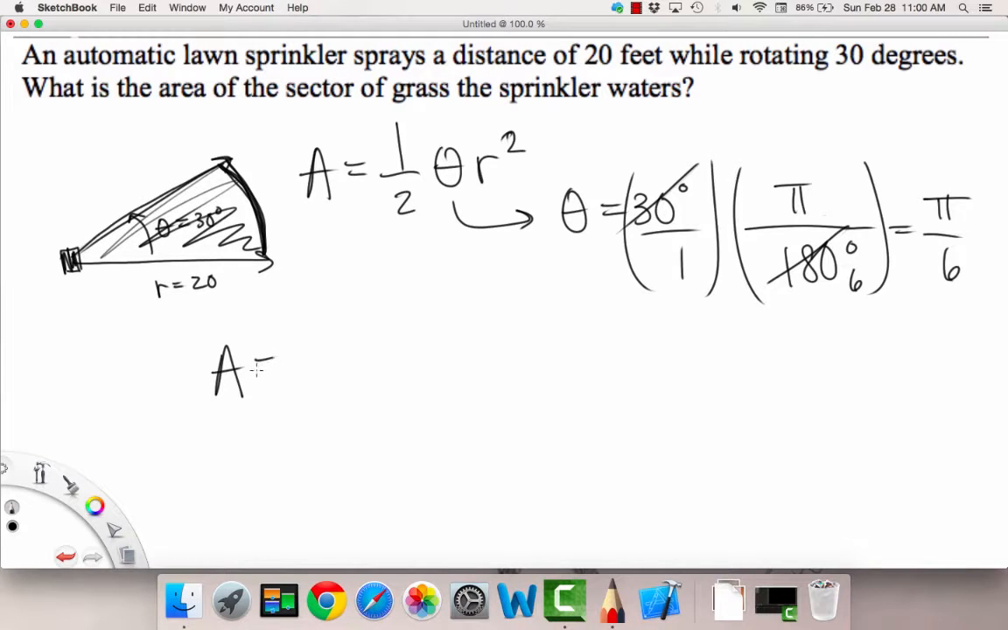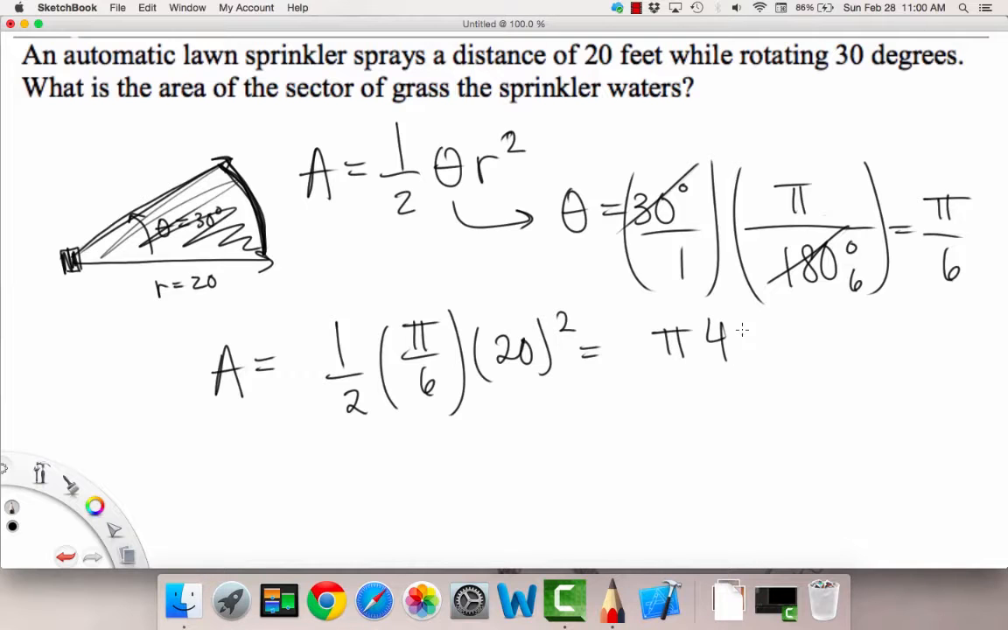So now we can just plug everything in. We have A is equal to 1/2 times theta, which is now pi over 6 radians, times r, which is 20, and that's being squared. When we simplify, we get pi times 400 over 12. And if we divide by 4 top and bottom, we just get 100 pi over 3.